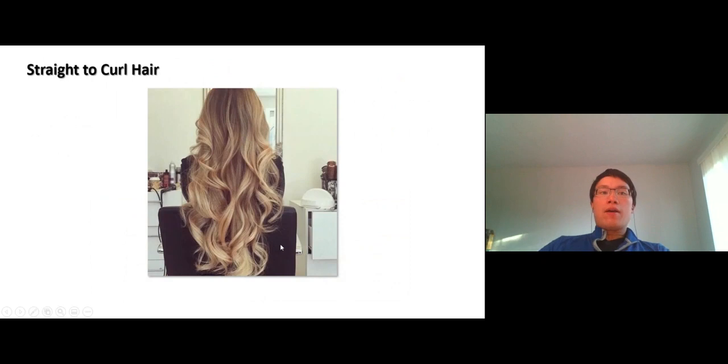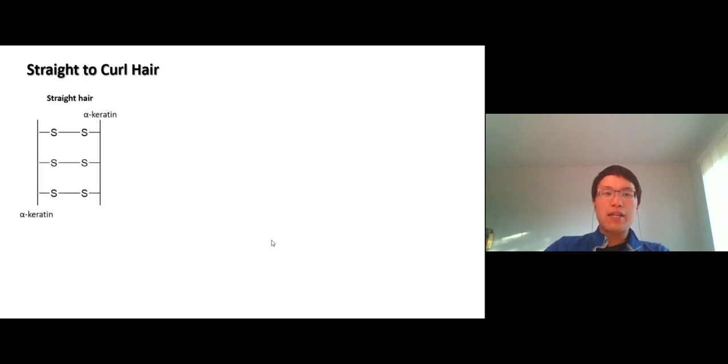All right, let's talk about straight hair and curly hair. Some of you who have straight hair, how do you make it curly? Let's see if you recognize this process. First of all, your hair is straight, just going straight up like that, alpha keratin chains. Some positions have the thiols bonded to each other like that. This is straight hair.